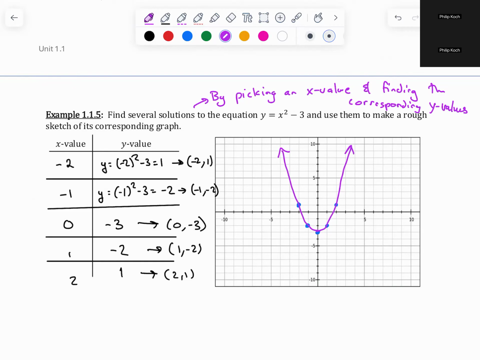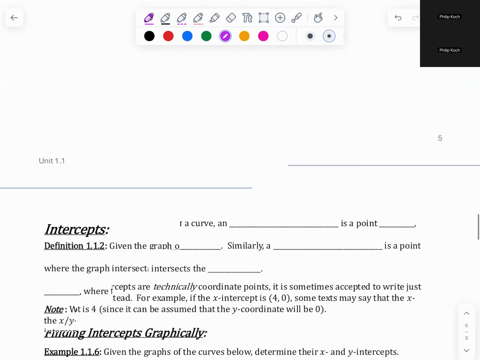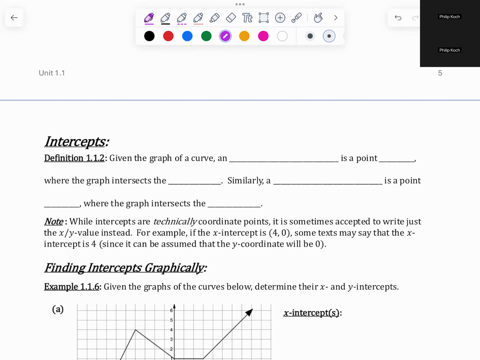You could do it in reverse too. You could start with a y value and then find corresponding x values. It doesn't work as nicely in this case, but it can be done. Just as long as you make up a random choice of x or y and then find the corresponding y or x, the opposite variable. All right. So that's how we create a graph. And now we can talk about the other properties of them.